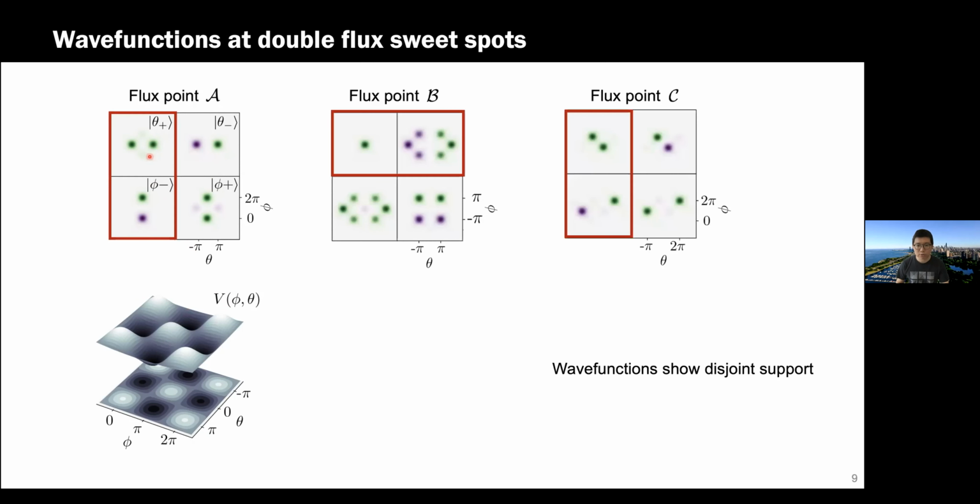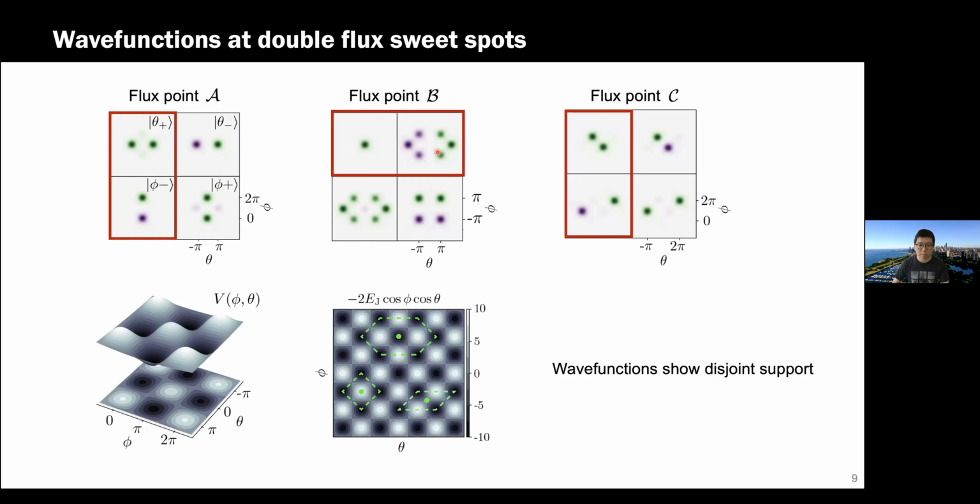And for the other two inversion symmetry points, we can also choose wave functions that display the same disjoint support. The structure of those wave functions can be best understood by looking at the origin of the parabolic potential in this double cosine potential.